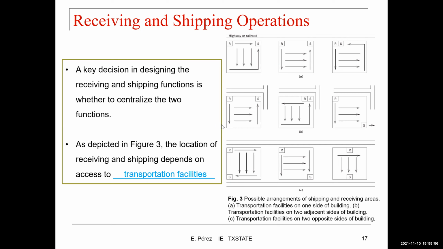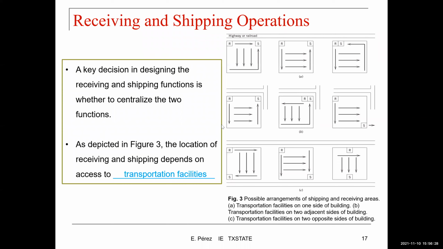And in this, at the top, the third one has the receiving and shipments located in the same corner of the facility. So those decisions are based on, again, the location of the transportation or access to the transportation facility, and also in terms of what type of flow you want to have inside the facility.